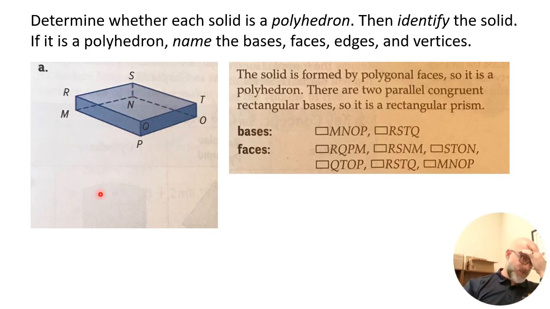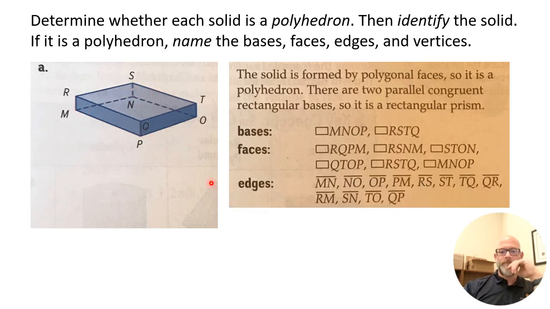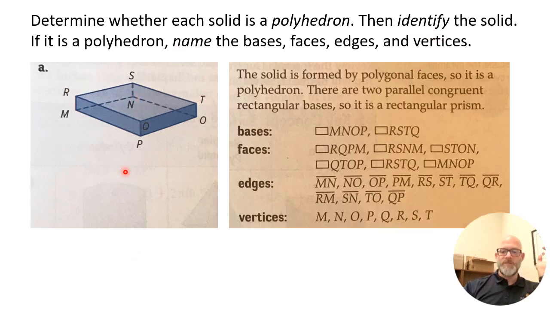How about the edges? What is an edge? An edge is a line segment. So RM, MP, RQ. How many edges will there be? Well, there's 4 on the top, there's 4 on the bottom, and then 4 connecting edges. Therefore, 12 of them. Make sure you write the segment symbol above, like MN. And then finally, vertices. How many do you see? 8. 4 on the top, 4 on the bottom. And they're just points. Vertices are just points. So notice there's no special notation there.